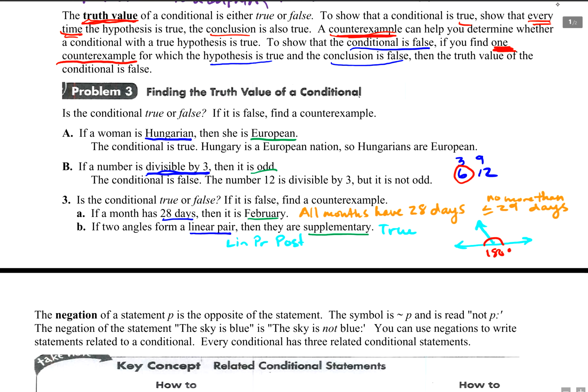And how do we make adjacent and supplementary? Supplementary means 180 degrees there. So I can't think of any way to make a linear pair that is not supplementary. So this is true, and we know it's true because it's our linear pair postulate. So be careful with these, and the challenge is going to be thinking of that instance where it's not true. And sometimes there's only one, but one is enough.